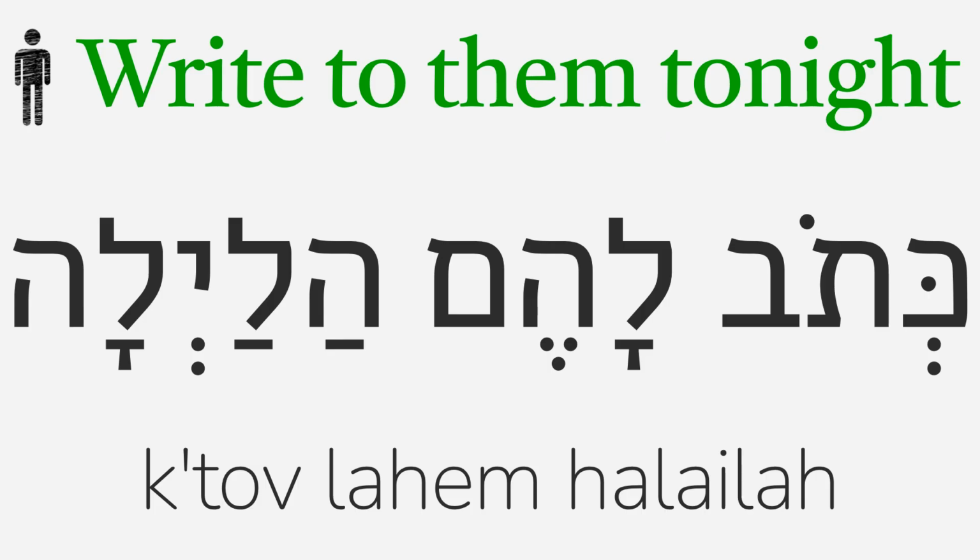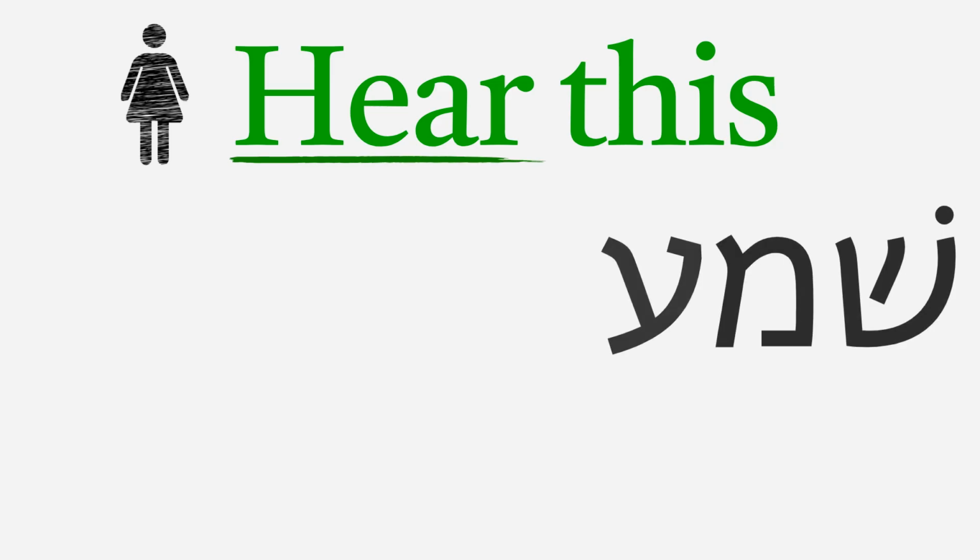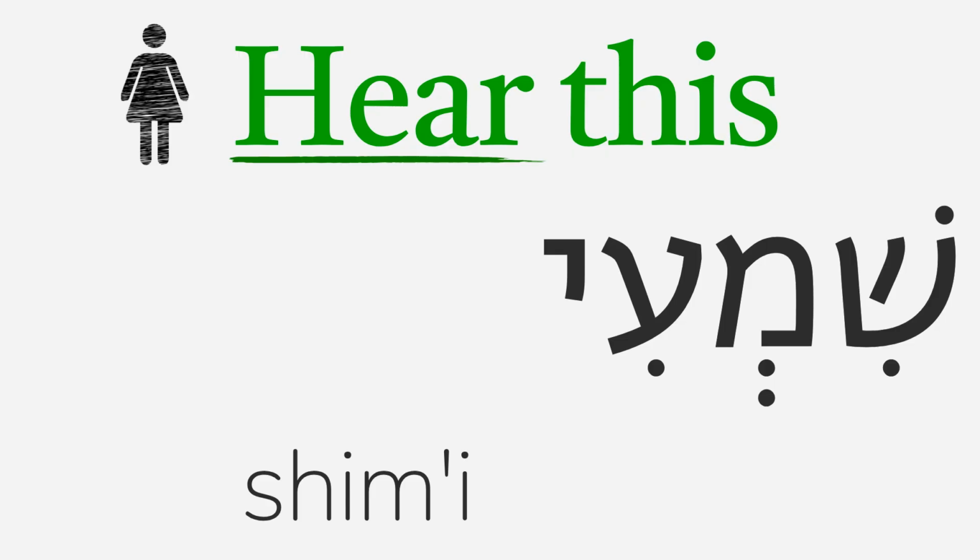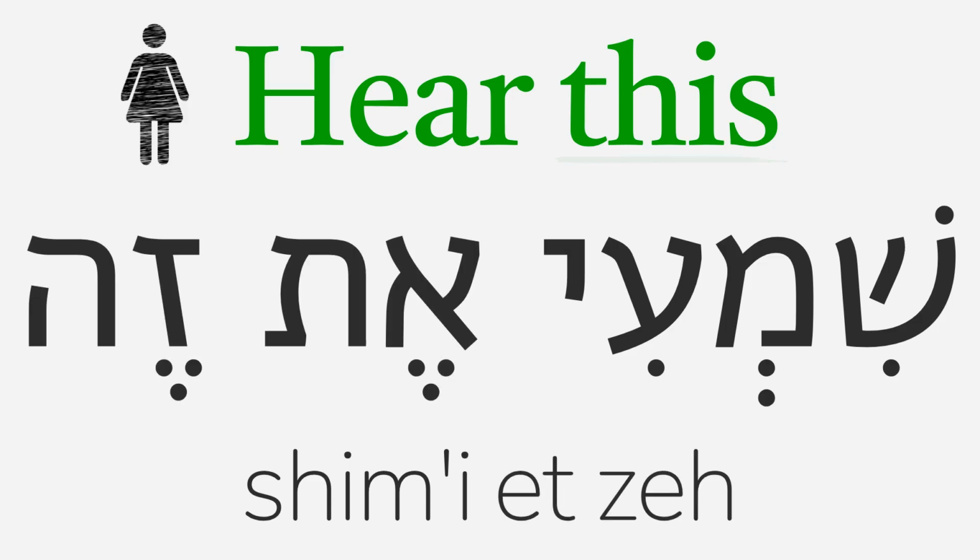Ketov lahem halayla. Let's say, hear this, speaking to a woman. The imperative here will be from the root shin, mem, ayin. Since it is a feminine singular imperative, its vowels will be a hirik and a shva, and it will have an e ending. Shim'i, hear. This, as the definite direct object of a verb, is et ze. Shim'i et ze, hear this.